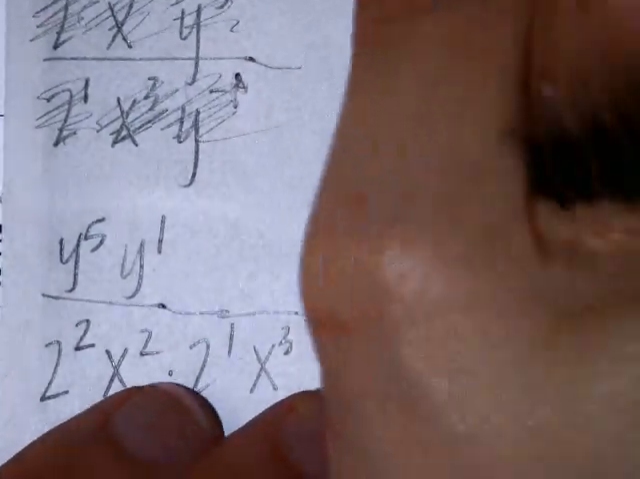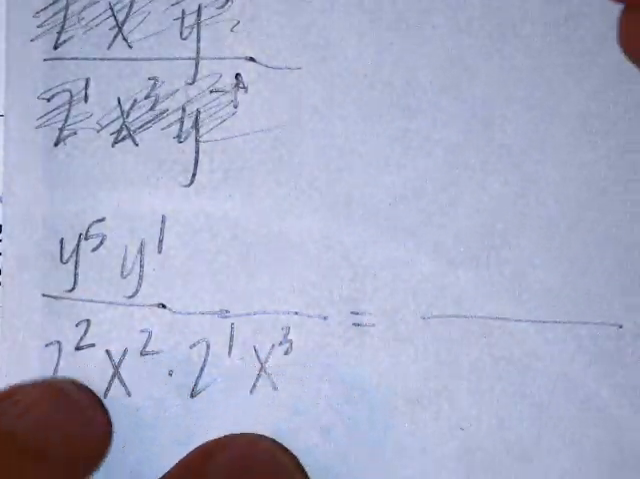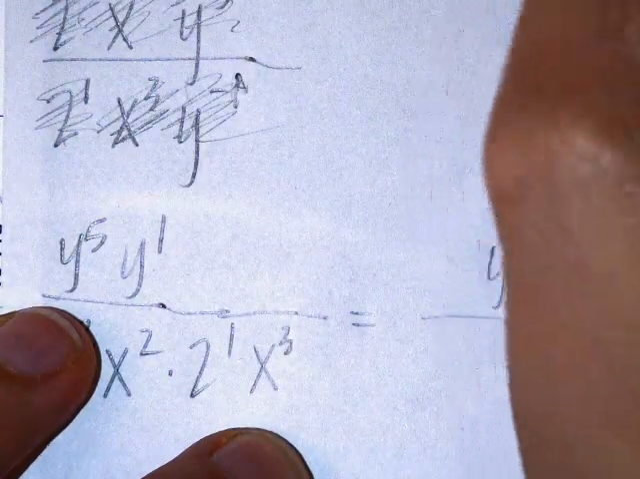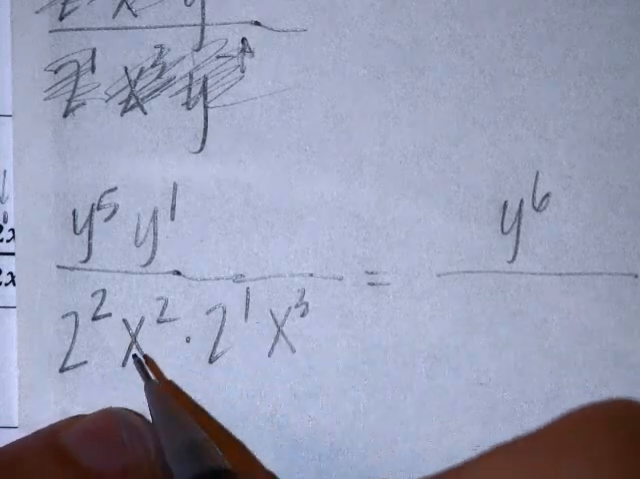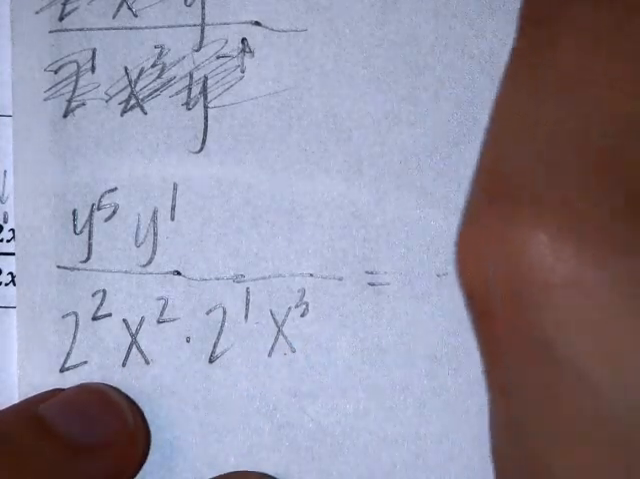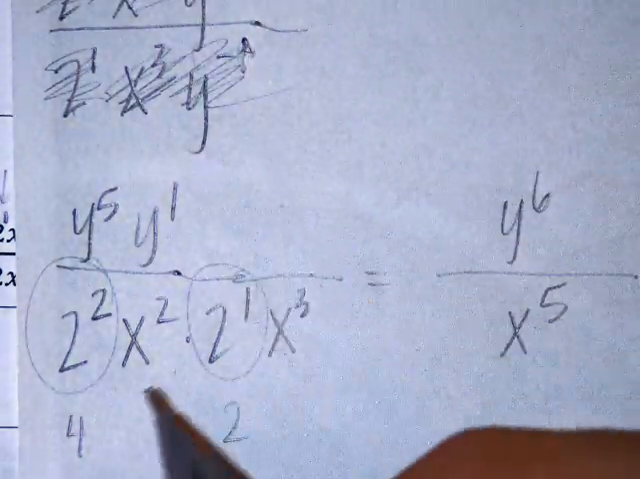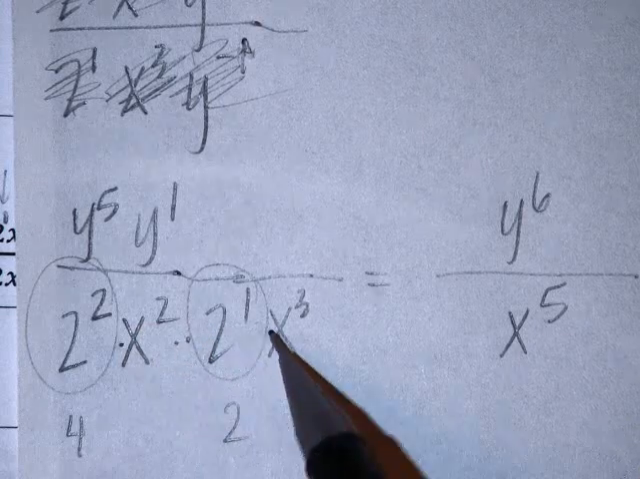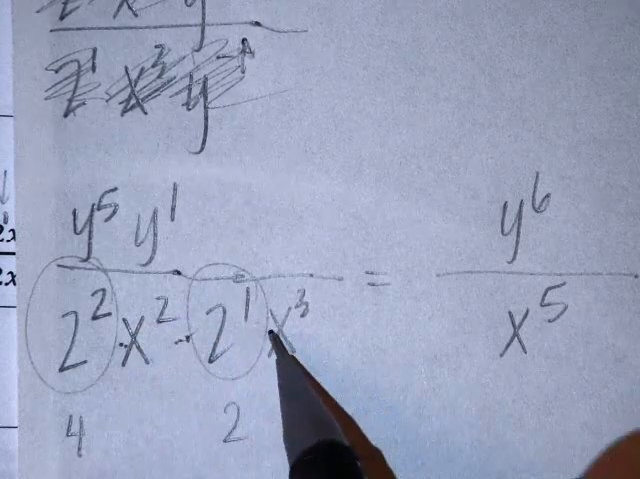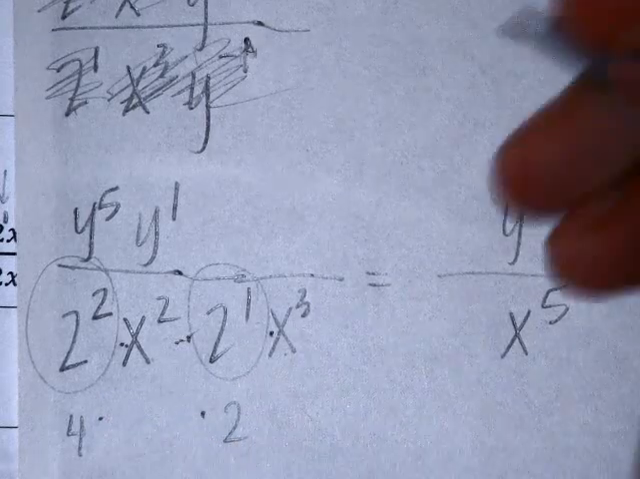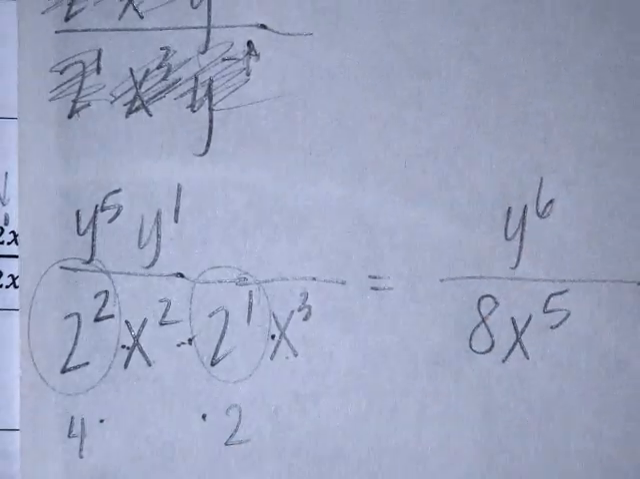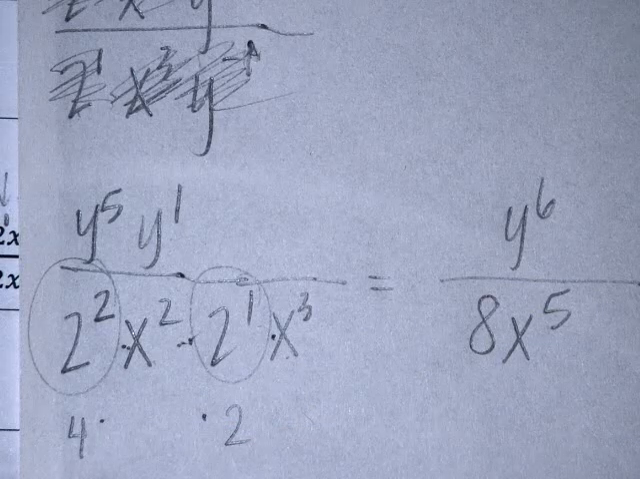Now I can do a bit of cleanup, just so I can see what I'm working with here. Y to the fifth, y to the 1, that would be y to the sixth if I combine all those y's together. On the bottom I have x squared and x to the third, that's x to the fifth. But I have these numbers. 2 squared is 4, 2 to the 1 is 2, and those are technically multiplying. All of the individual elements on the bottom are all multiplying each other. So 4 times this eventual 2 would be an 8 on the bottom, if I would just want to clean them up so they express as one number.